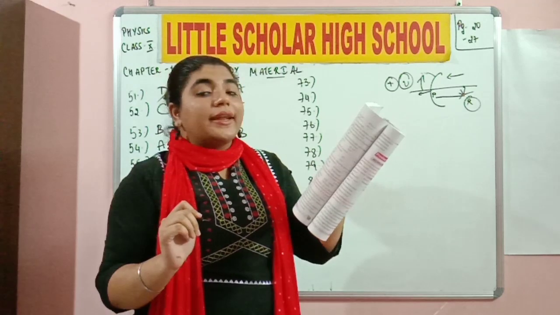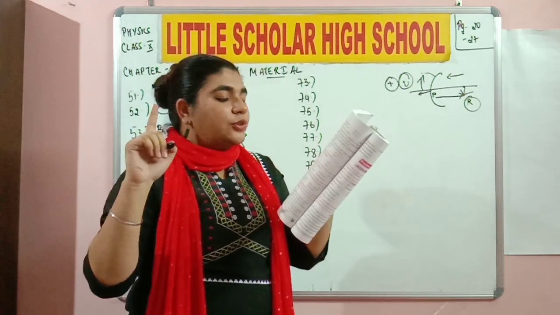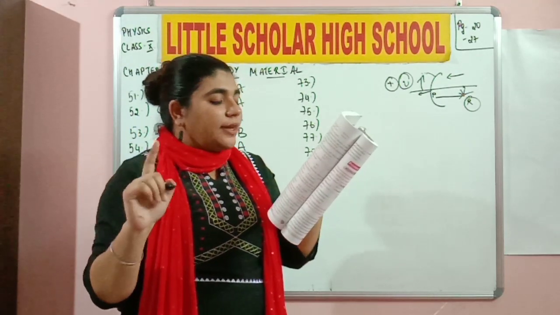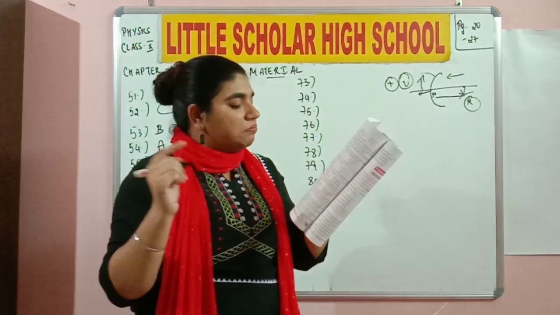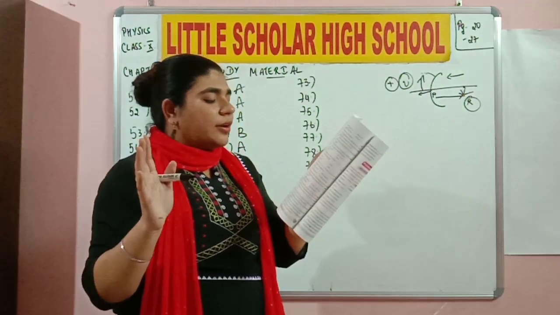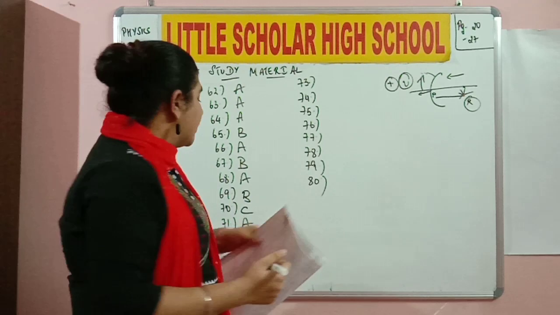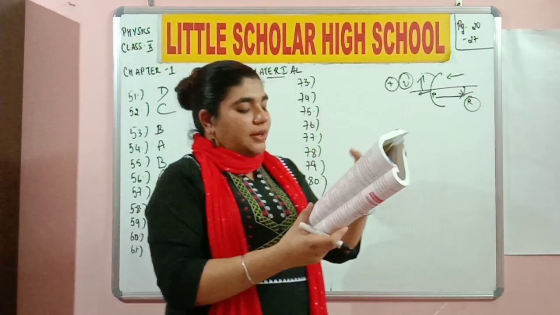72. Choose the correct statements regarding the laws of reflection. Angle of reflection equal to angle of incidence. Yes, that's correct. Incident ray, the normal and the point of incidence and the reflected ray lie in the same plane. B is also correct. Frequency of the incident light changes, not our consideration. Velocity and wavelength, not our consideration. A and B is correct. Option number B, 72. 73.